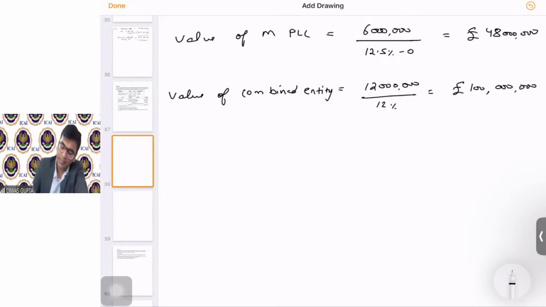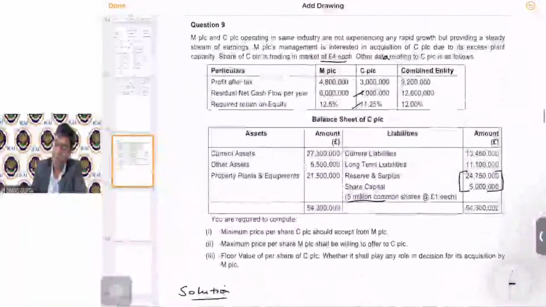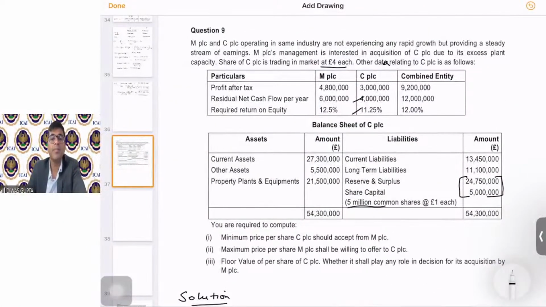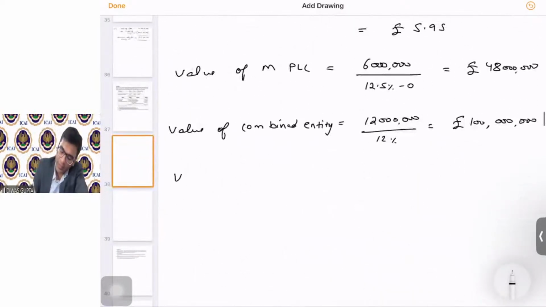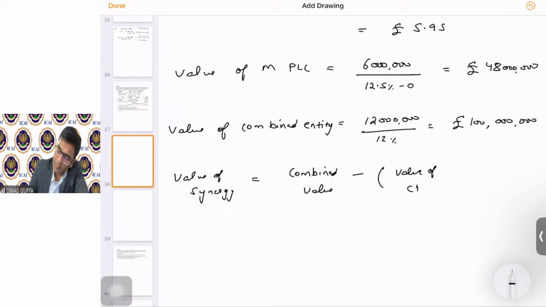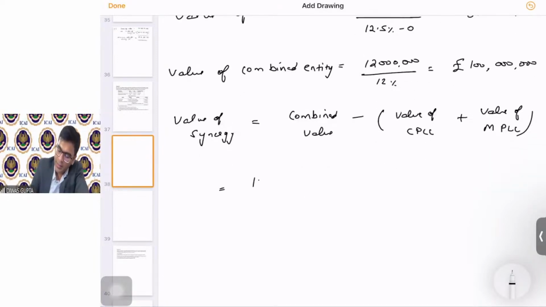So can we calculate what the synergy is first of all, students? If you see these numbers, 6 million plus 4 million becomes 10 million. But here the combined entity is having 12 million. So that means there is some synergy value. How can we find the synergy value, students? Very easy. Value of synergy is equal to combined value minus value of CPLC plus value of MPLC. Individual values of CPLC and MPLC, if we reduce from the combined value, we will get the synergy.